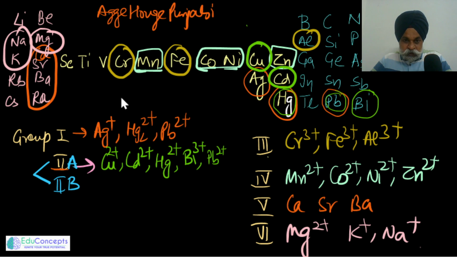And the other group 2 elements in 2B are the left out species, which I should mark with another color. This is this one.